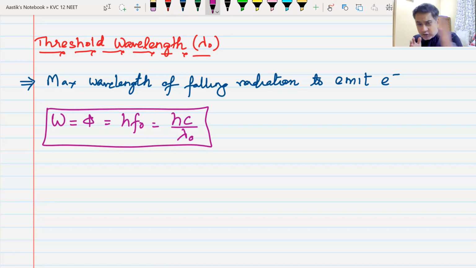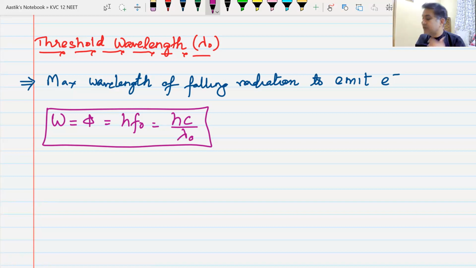Now, if I put the value of h, which is Planck's constant, c and lambda in SI units, I will get this energy, this work function, in SI unit. But you must understand that the SI unit joule is very big. This work function is very small. So we must use smaller units. And I told you one smaller unit that we'll be using in this chapter always. What is that smaller unit? Which one?